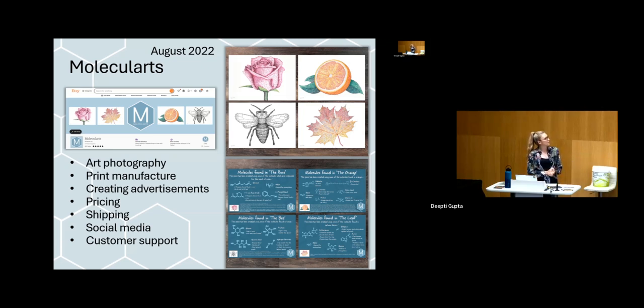I drew another 2 molecule pictures. So at the top right, you can see an orange and a leaf, and they are drawn using the same technique. And I set about opening up my art shop. And this taught me many, many skills. Bearing in mind, as you've seen earlier, I've never taken a business class. I've never taken an art class at school. So it was a very steep learning curve. I had to teach myself a lot.